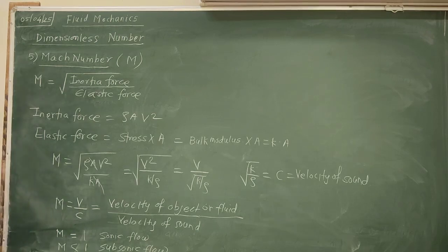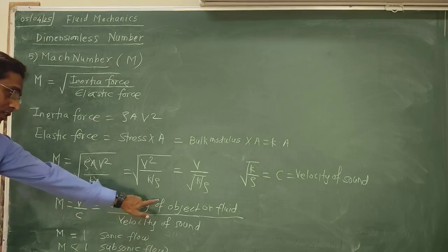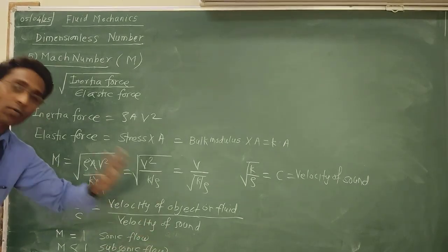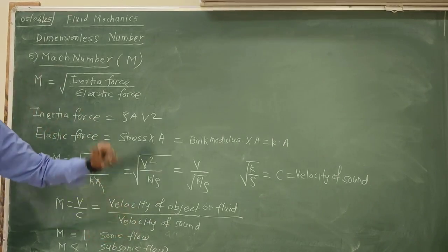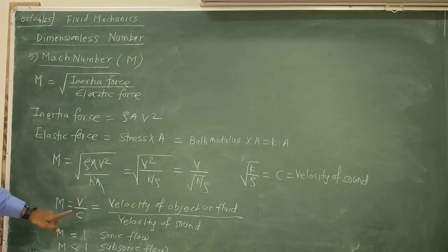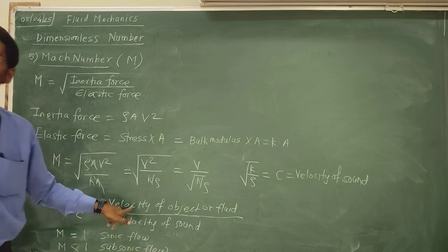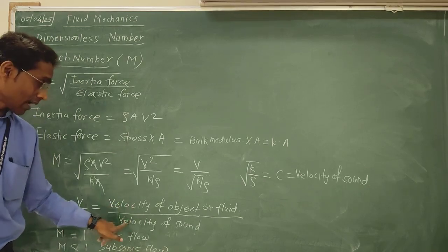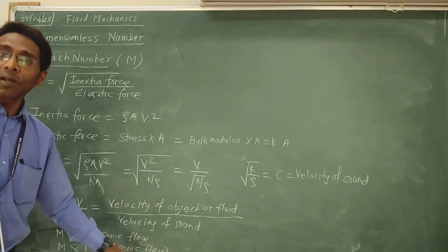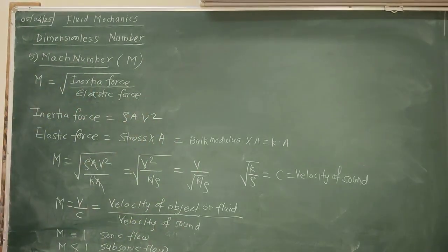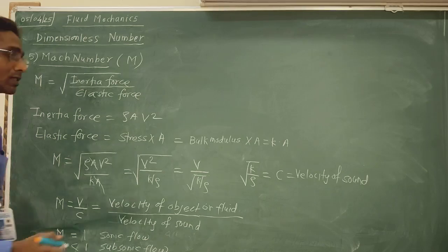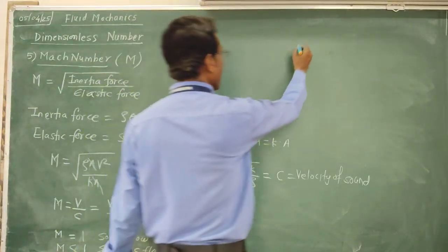Supersonic flow means what? M is greater than 1. Means the velocity of that object is greater than sound velocity. All the objects, for example missile, plane, aeroplane, fighter planes, these are moving faster than the sound velocity. Such planes, such missiles are called supersonic objects.